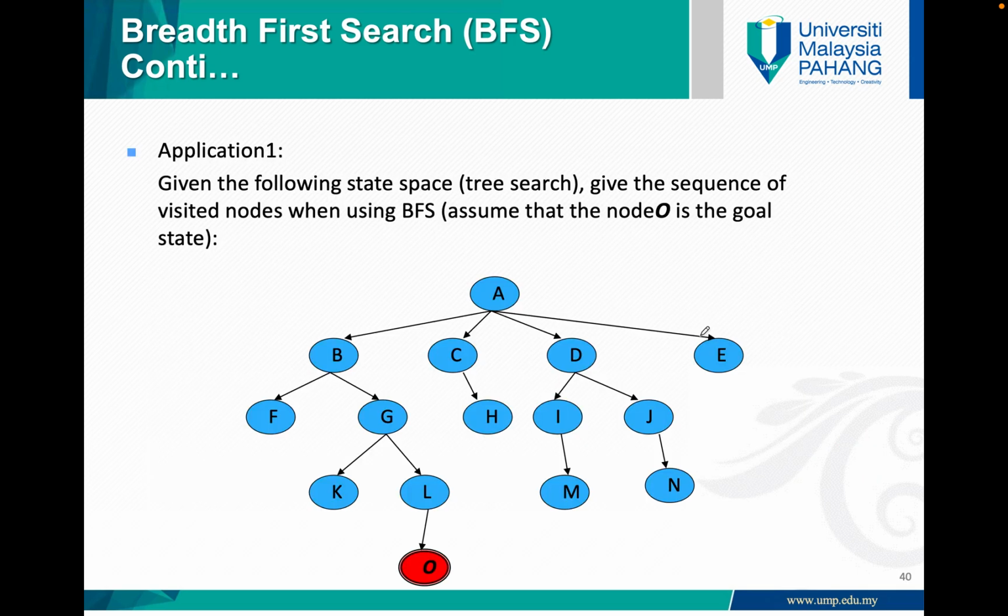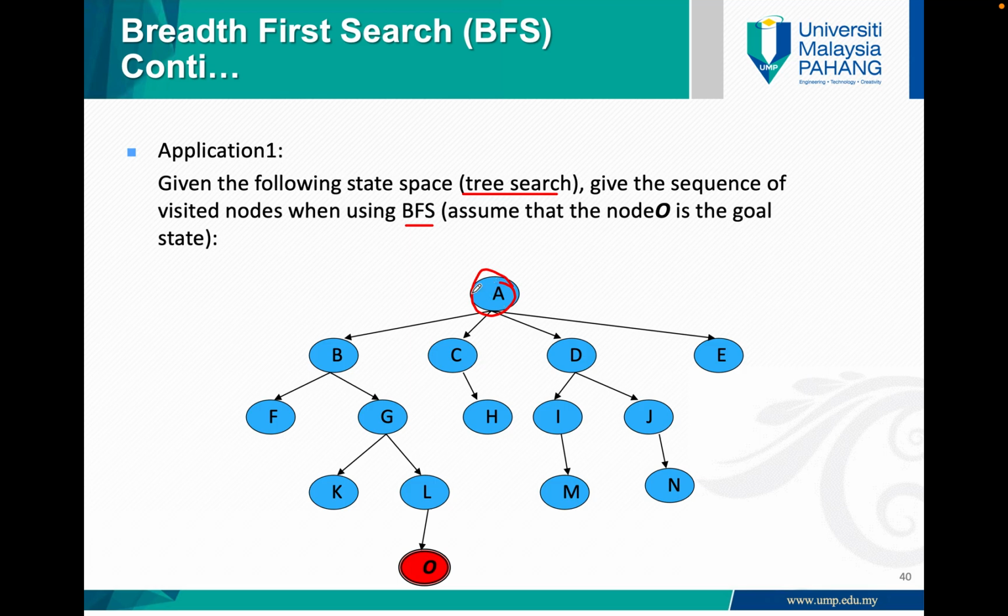So let's take a look at this first example. Given the following state space, tree search, give the sequence of the visited nodes when using BFS. Assume that the node O is the goal state. So how can you do it? Where can you start? Obviously, you start from A, right?